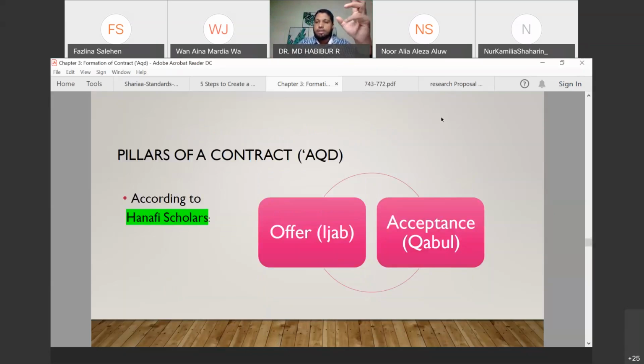So in terms of the pillar, there are two opinions among the scholars. According to Hanafi scholars, the pillars are only two, offer and acceptance, ijab and qabul. So if ijab and qabul is okay, the contract is okay, even though there is a problem in the subject matter, the contract can still be considered valid, and then the issue should be rectified, should be settled.